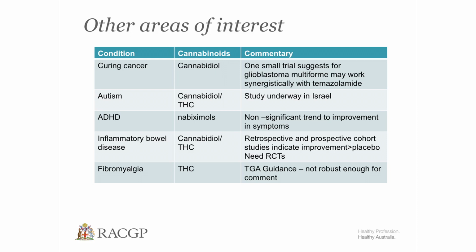But for fibromyalgia, they've looked at THC. The TGA guidance suggests it's not robust enough for comment. There's been a study looking at dronabinol, which is that synthetic THC, versus amitriptyline. It was as good as amitriptyline. We know a lot more about amitriptyline, and it's very easily available. So if you're going to treat it, I wouldn't suggest that we went straight to THC. But again, some people don't tolerate things.